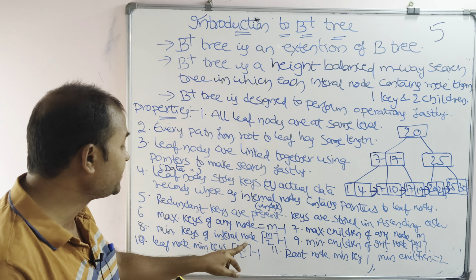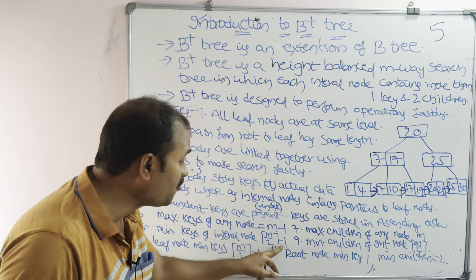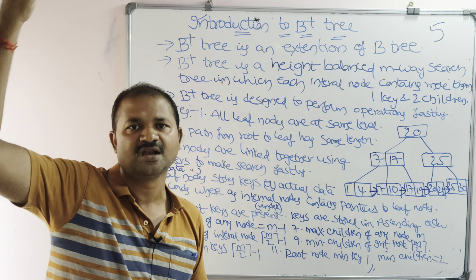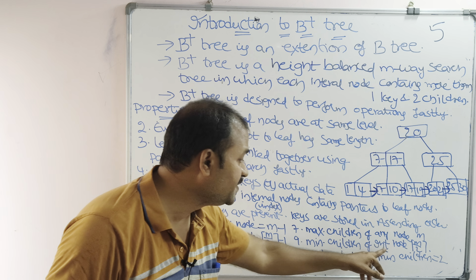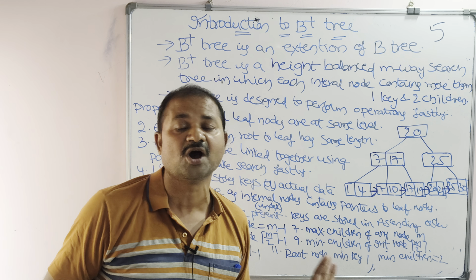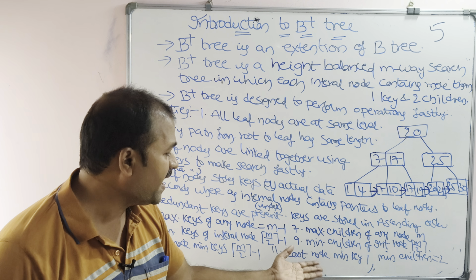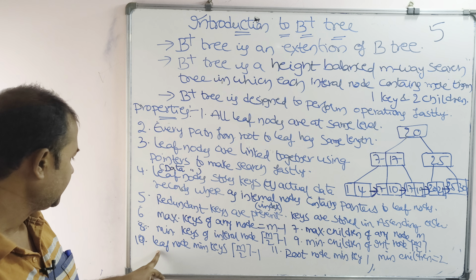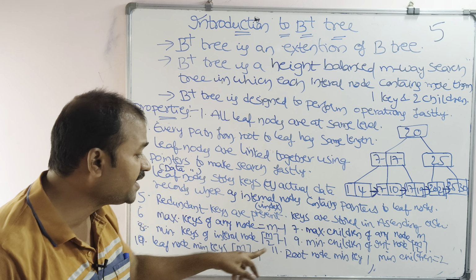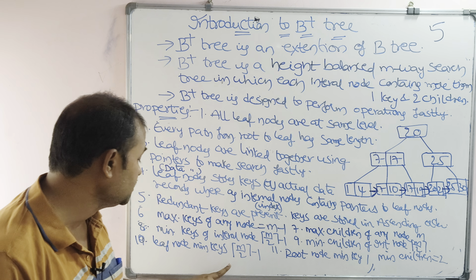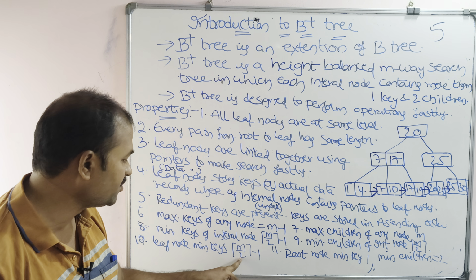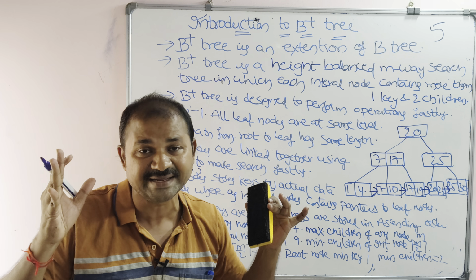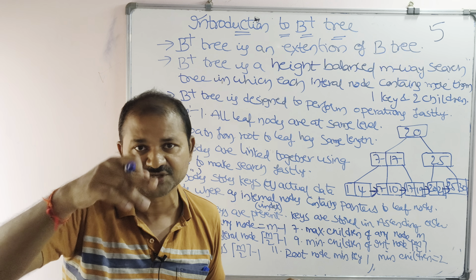Next, minimum keys of an internal node are ceil of m/2 minus 1. We know about the ceil function. It always produces the larger integer value. Whereas minimum children of an internal node are ceil of m/2. This is the formula. Maximum depends upon the order of the tree. Next, leaf node minimum keys and internal node minimum keys are the same. So here the formula is the same as the internal node, ceil of m/2 minus 1. Whereas a leaf node doesn't have any children. So the children of a leaf node are 0.